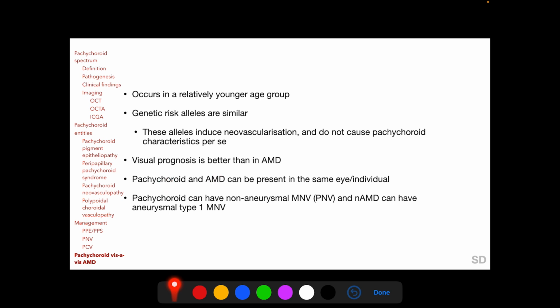Pachychoroid and AMD can be present in the same eye or in the two eyes of the same individual. Pachychoroid can have non-aneurysmal MNV, which is called pachychoroid neovasculopathy, and neovascular AMD can have aneurysmal type 1 MNV but without the typical imaging features of pachychoroid.